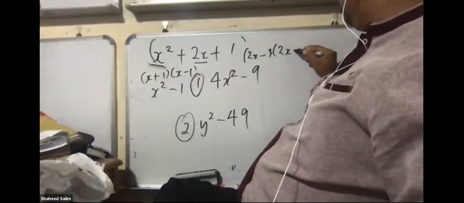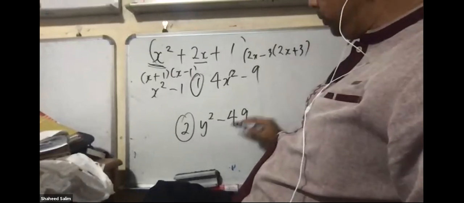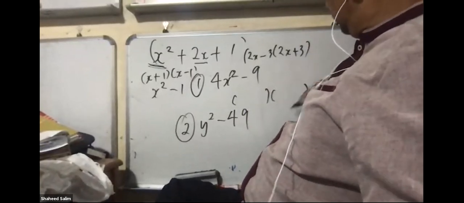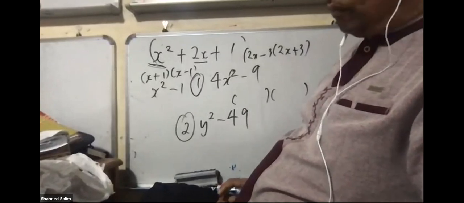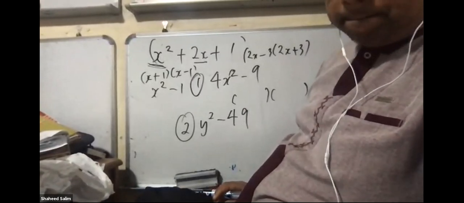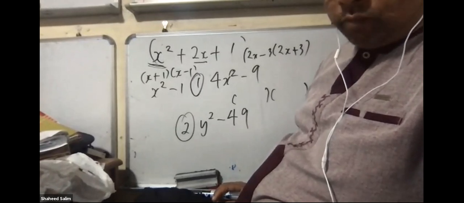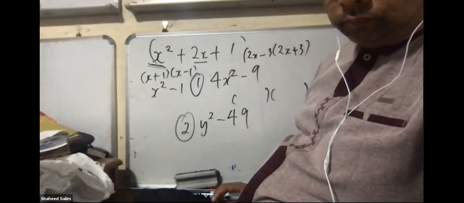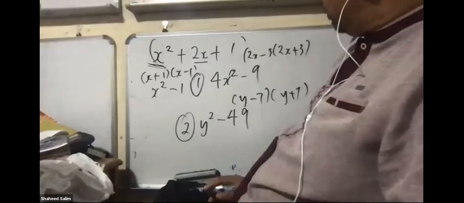2x minus 3 or 2x plus 3. Well done. Okay, the other one below. Can you see the pattern, right? y minus 7, y plus 7. Okay, come. Let us observe the pattern.